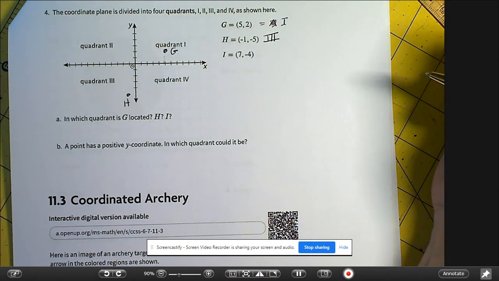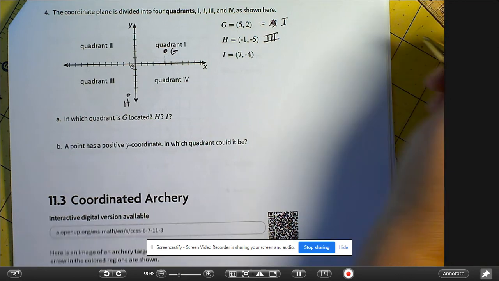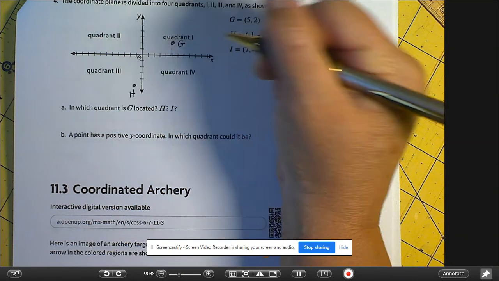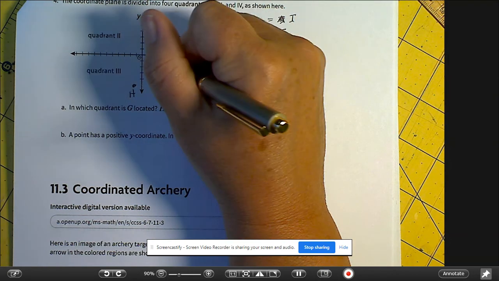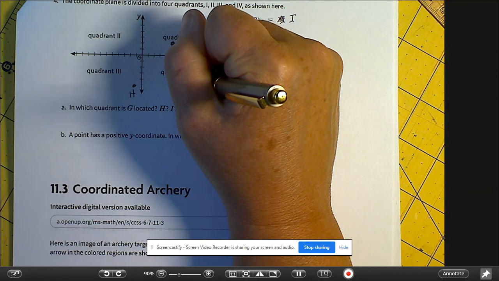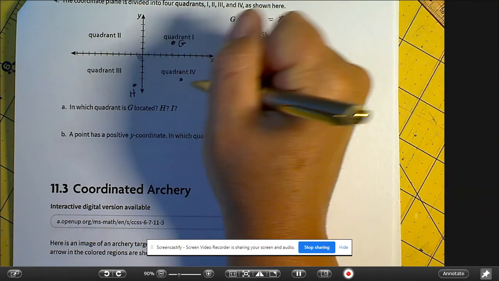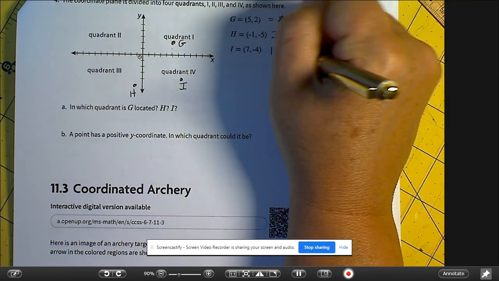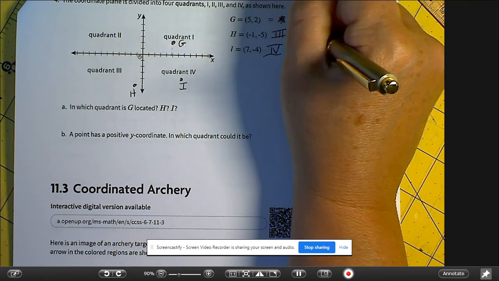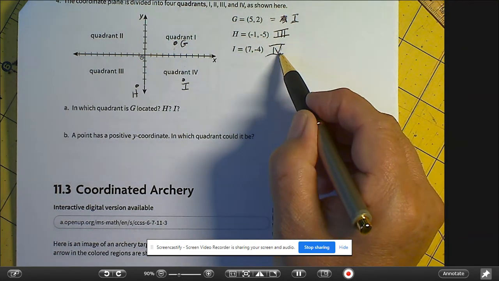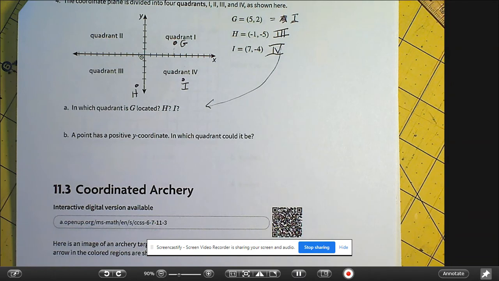And then we have I, which is a +7 and a -4. And that's going to be quadrant 4. IV is 4. Okay, so I wrote them up there, but that's the answer to that question.